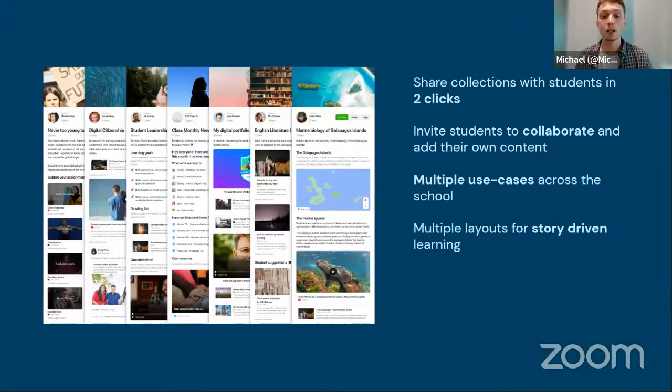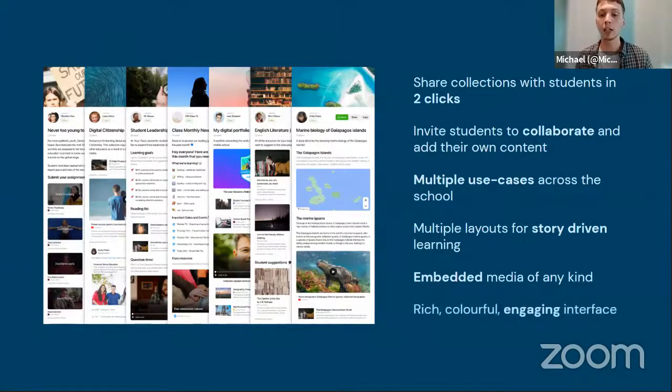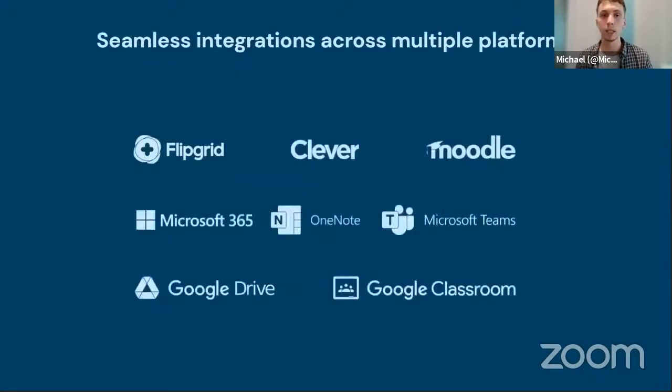There are multiple layouts that you can choose for your Wakelet collections, from media view, which is super linear, compact view, which means you can add loads of content and it's all accessible on one page, or a mood board layout, which is like a collage kind of layout, which is really visual and engaging. And you can embed media of any kind into a Wakelet collection. So whatever you want to share, you can put it into a Wakelet collection, and it looks rich, it looks colorful, and it looks really, really engaging as well.